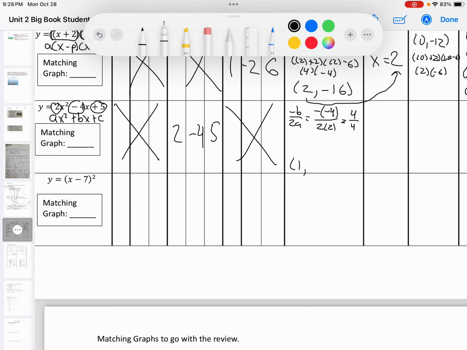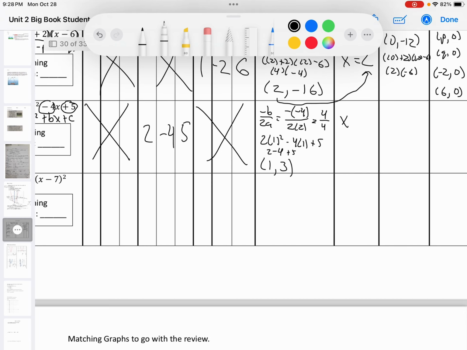Then we substitute that back into the function: 2 times 1 squared minus 4 times 1 plus 5. 2 times 1 squared is 2, minus 4 times 1 is minus 4, plus 5. And 2 minus 4 plus 5 gives me 3. So (1, 3) is my vertex.